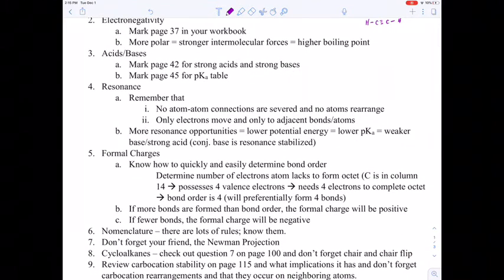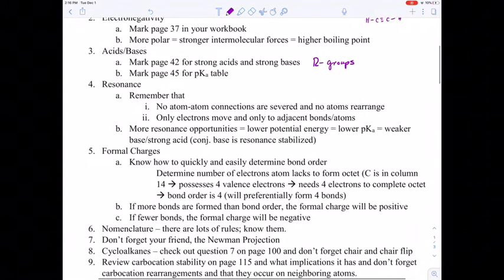Acids and bases, mark page 42 for the table of strong acids and strong bases. Remember to look for the R groups. So strong acids aren't as cut and dry as they were in Gen Chem. For instance, a sulfuric acid can have a number of different R groups, so remember to be aware of that. Page 45 has the table of pKa's, which is also helpful to have marked.